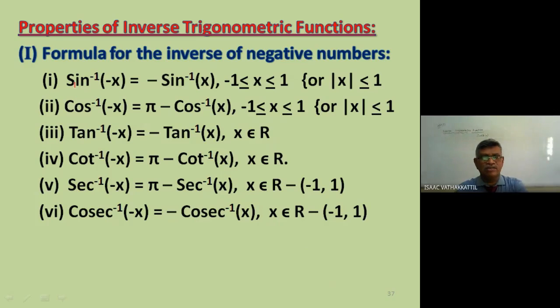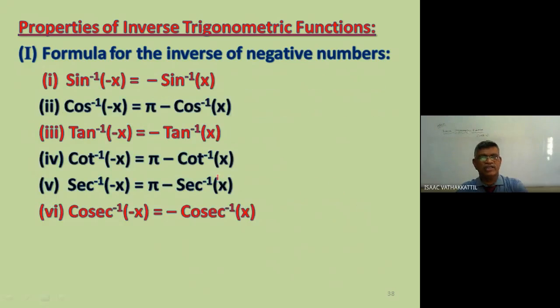Now look, how to remember? A few of them have direct minus: sine inverse of minus x, tan inverse of minus x, then further cosec inverse of minus x. We have direct minus, minus, minus. And the other ones: cos inverse of minus x is pi minus cos inverse x. Cot inverse of minus x is pi minus cot inverse x. Sec inverse of minus x is pi minus sec inverse x. How will you remember this?